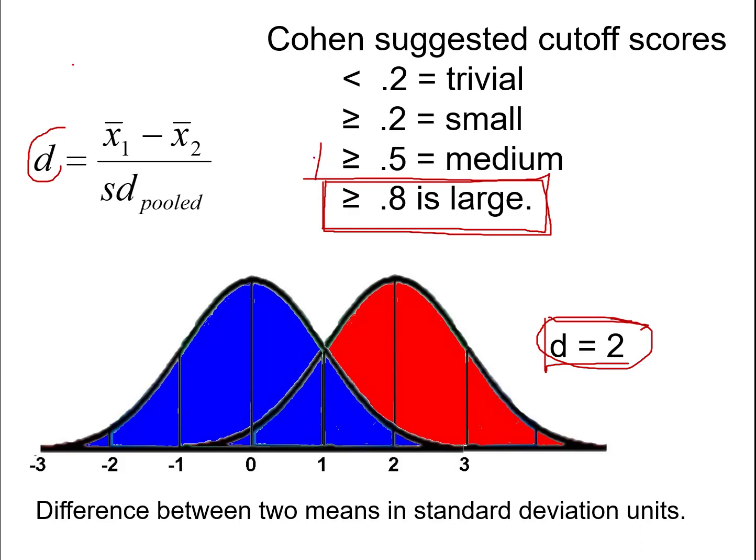If it's half a standard deviation of difference, if your d-statistic is equal to 0.5 or larger, that's half a standard deviation of difference between two groups or more, we'll call that a medium effect. If your d is 0.2 or larger, that's 0.2 of a standard deviation of difference between two groups or more, we'll call that a small effect. And if your d-statistic is less than 0.2, we'll just call that a trivial effect. So those are some arbitrary cutoffs, and we'll be using these cutoffs to evaluate effect sizes in this course.